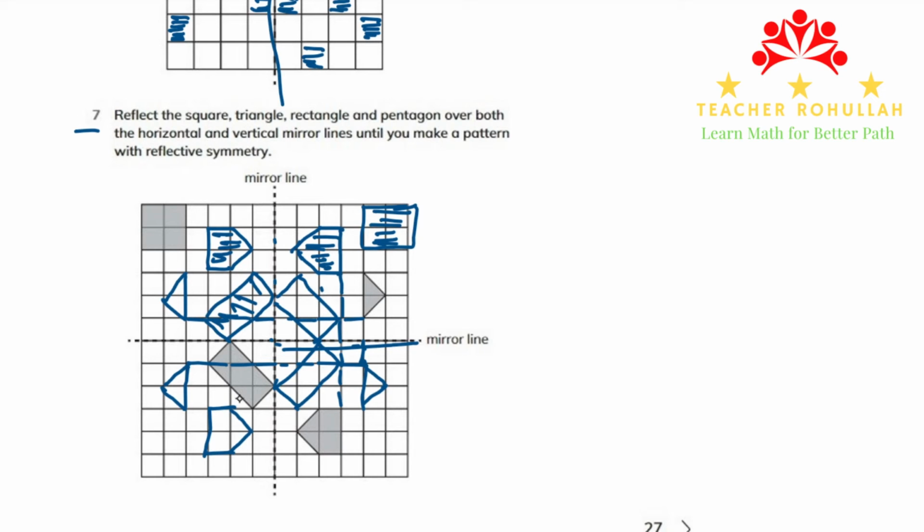Now we have the triangles also on each of the quadrants. Then we have to reflect the square on each of the quadrants. So the square should be here also. The square should be here also. And we are done with all the shapes. We could reflect all the shapes in each of the quadrants. Let's now move down to question number 8.